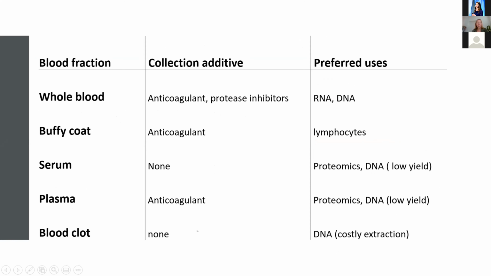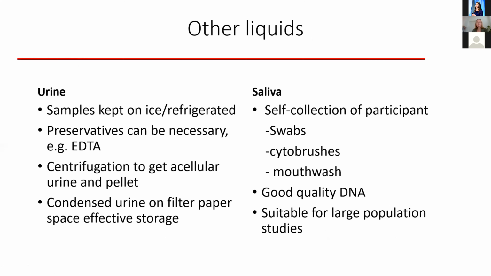Serum, where you add nothing, is used for proteomics and also for DNA, even though the yield is quite low. The same is true for plasma, where you add anticoagulant. You can also use it for proteomics and DNA. The blood clot, which is the remains when you centrifuge whole blood without anticoagulants, can be used for DNA extraction, even though it is quite costly and is not the recommended one.